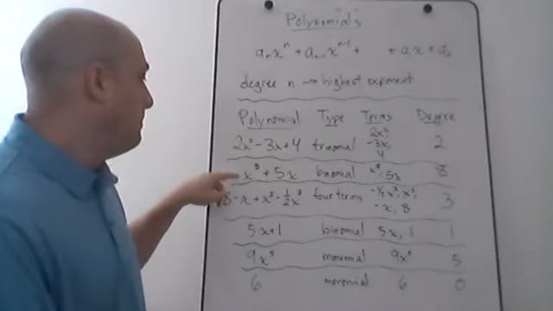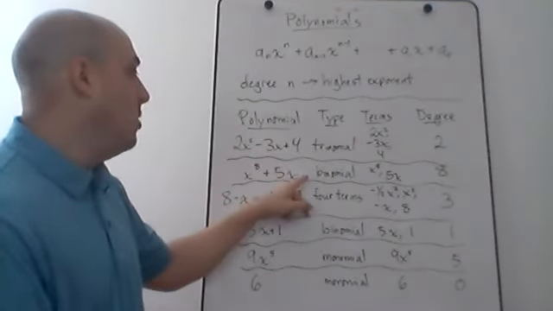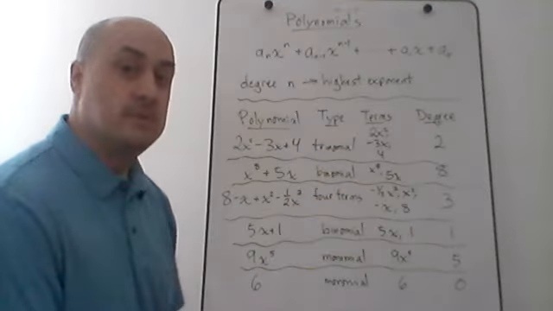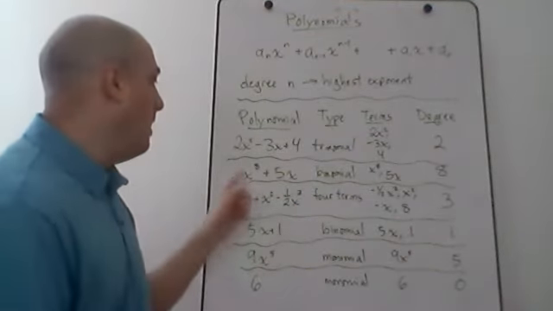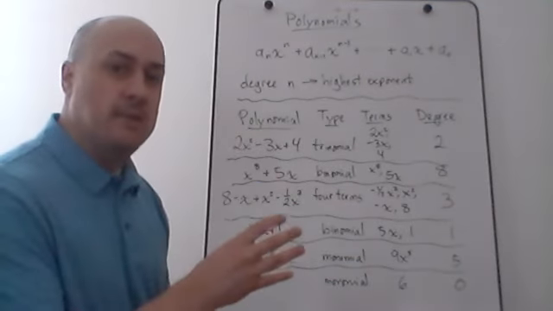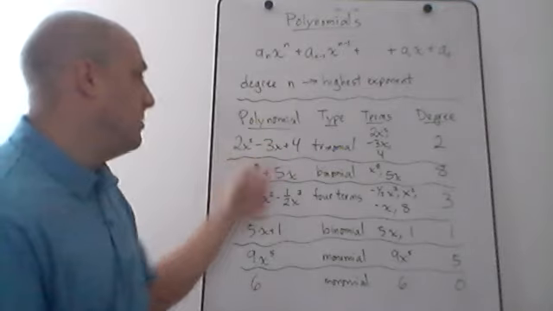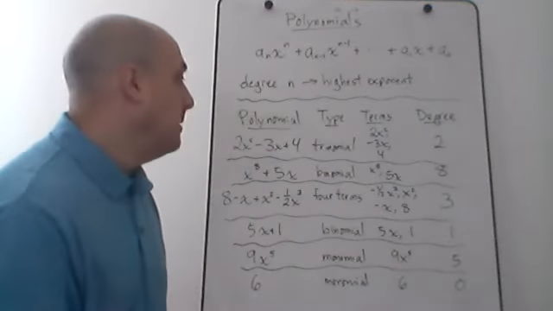So x to the 8th plus 5x is a binomial. It has 2 terms, x to the 8th and 5x. The terms of a polynomial are the things that are separated by the addition and the subtraction. Whatever has a plus or a minus in between them, those are the separate terms.